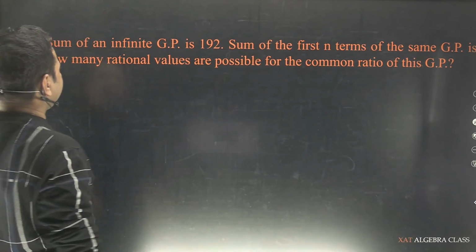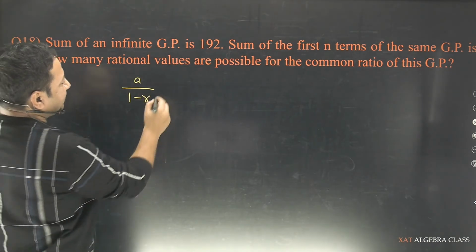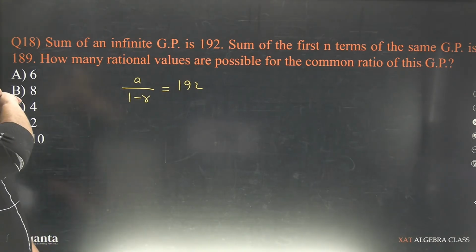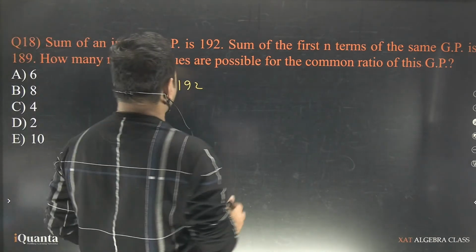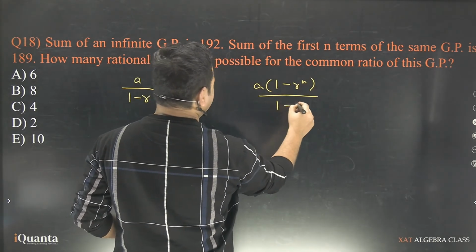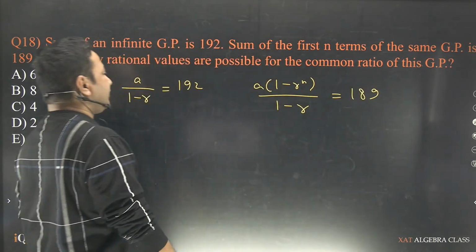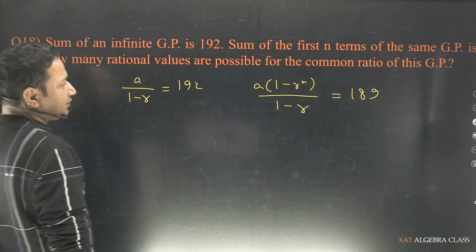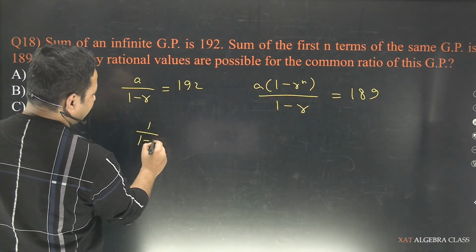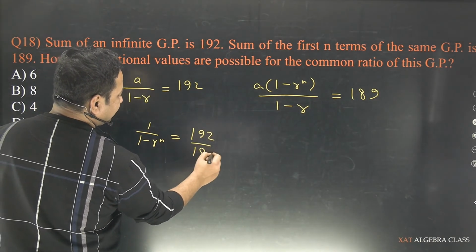Okay, sum of infinite GP, if the first term is A, common ratio is R, I can say A upon 1 minus R is equal to 192, isn't it? That's clear to everyone. Similarly, sum of first n terms, this is A into 1 minus R to the power n whole upon 1 minus R. This is given as 189. Okay, these two things are given. What to do now? If I divide this by this, what do I get? I get 1 upon 1 minus R to the power n is equal to 192 upon 189. Is that clear?